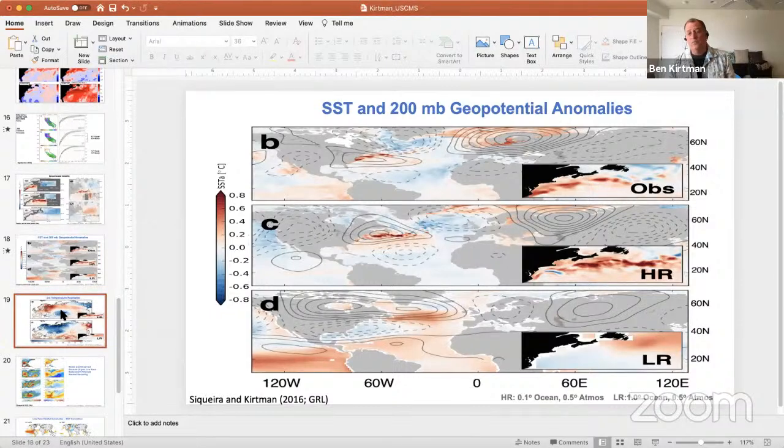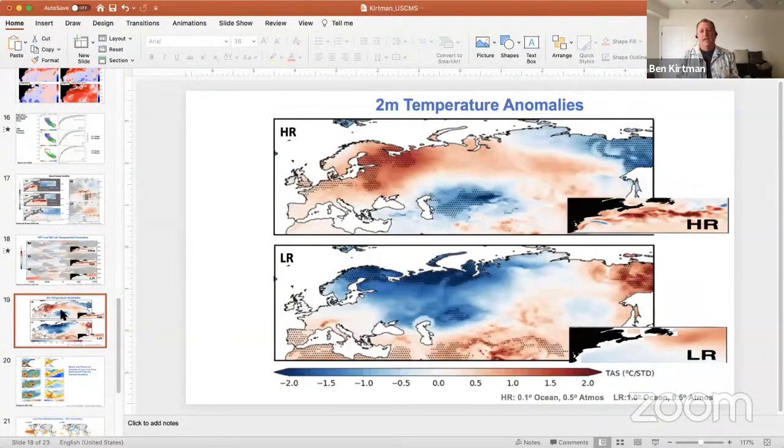The key figure here is the 2-meter temperature anomaly. So if you look at the 2-meter temperature anomalies associated with that warm Gulf Stream and whatever the low resolution model is doing, they're totally different. So these are showing you the 2-meter temperature anomalies associated with that. So yes, we are seeing a big response in the atmosphere.